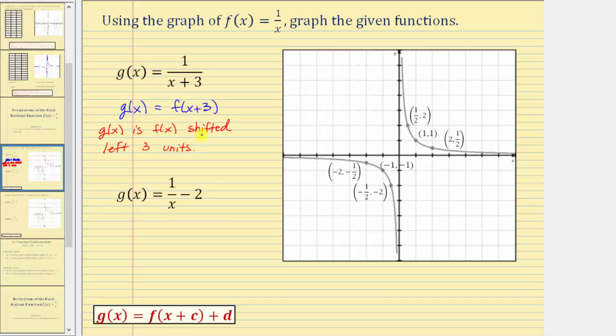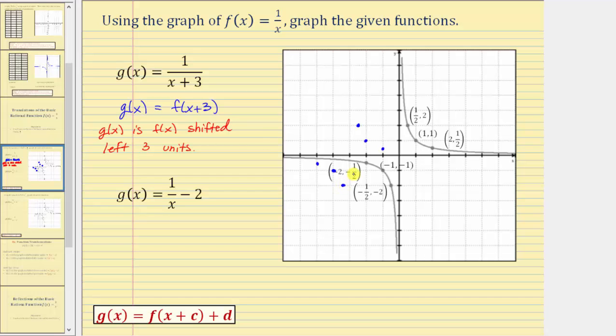So now to graph g of x, we'll use these key points on the parent function and shift them left 3 units. And we'll also shift the vertical asymptote left 3 units. Let's first shift the points. So let's shift the point 1, 1 left 3 units, which would be here. This point left 3 units, which would be here. And this point left 3 units, which would be here. And now I'll shift these 3 points left 3 units. So 1, 2, 3, 1, 2, 3, and 1, 2, 3.